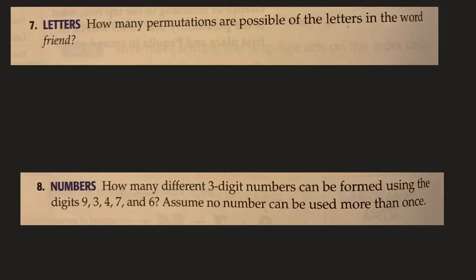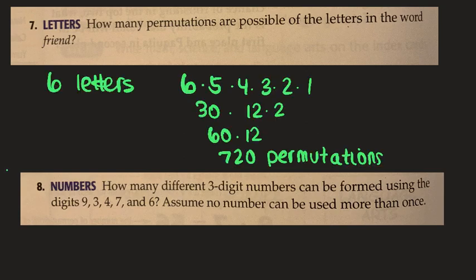All right, question 7, how many permutations are possible of the letters in the word friend? So total ways, do your magic, type in your answer. The answer is 720 permutations. There are 6 letters, we're using all of them, 6, 5, 4, 3, 2, 1, multiplied together.